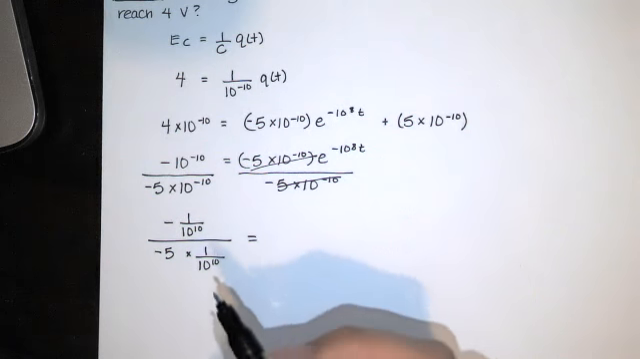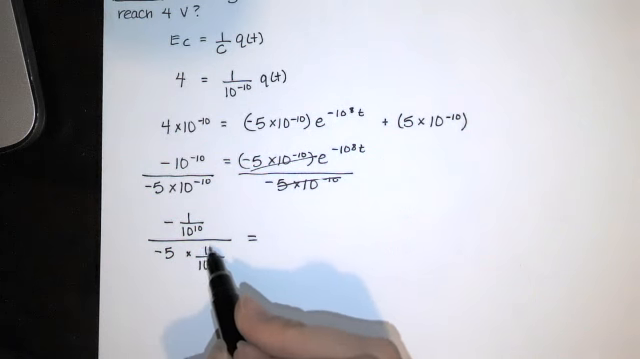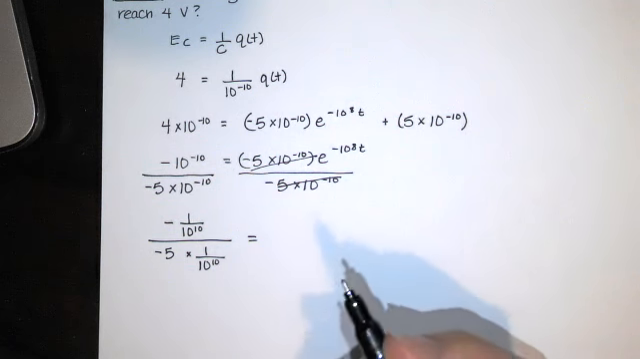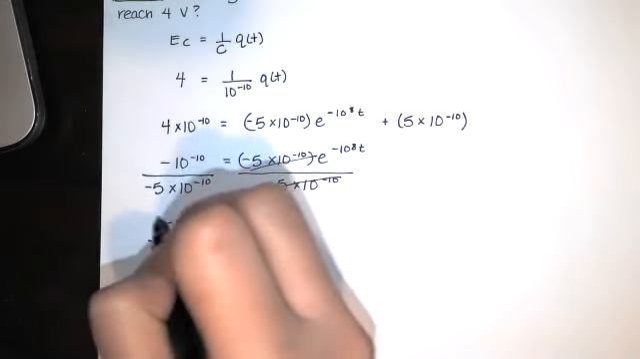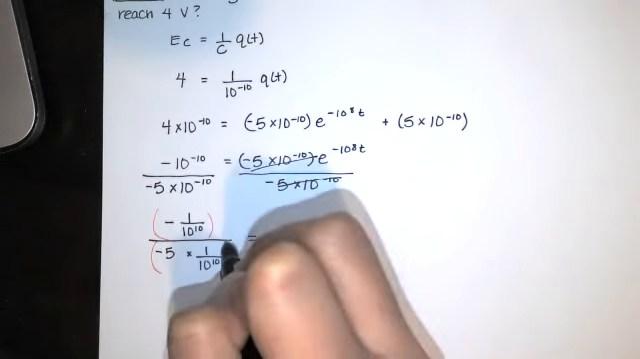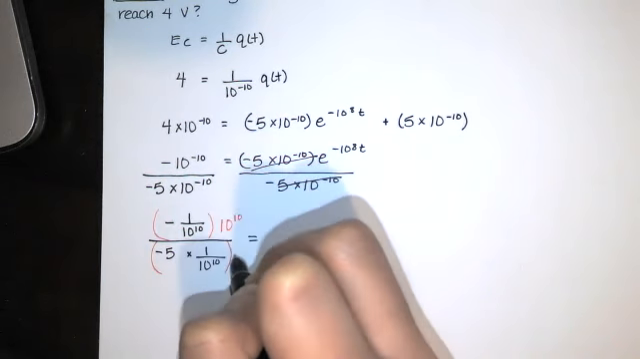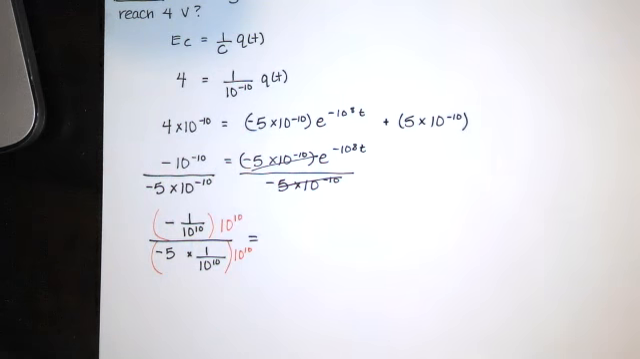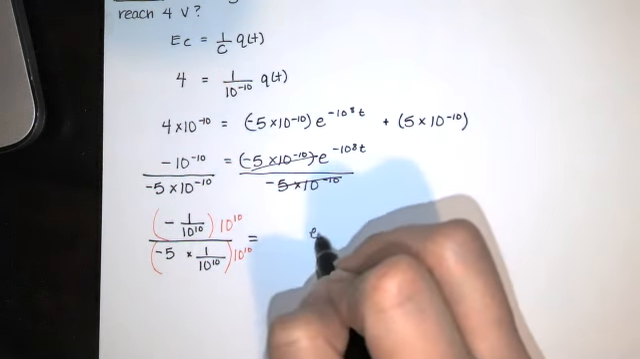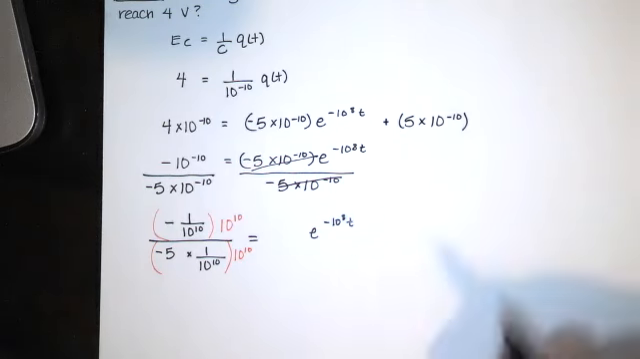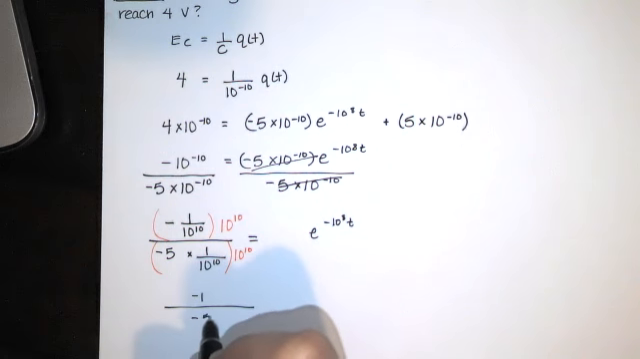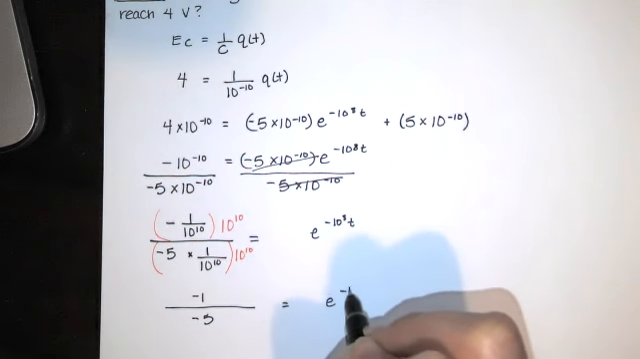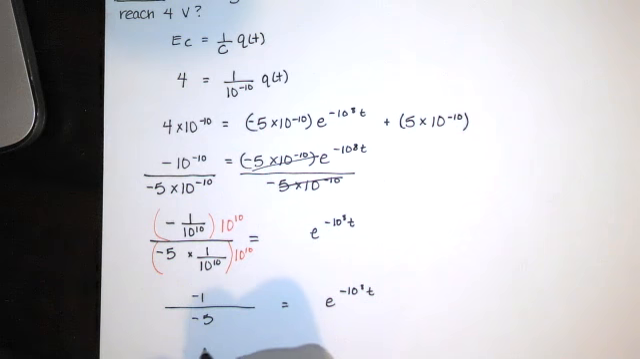If you want, you can multiply the entire fraction by the reciprocal of that. So you can multiply the numerator and denominator by 10 to the 10th. And you'll have negative 1 divided by negative 5 equals this. So we have 0.2 there.